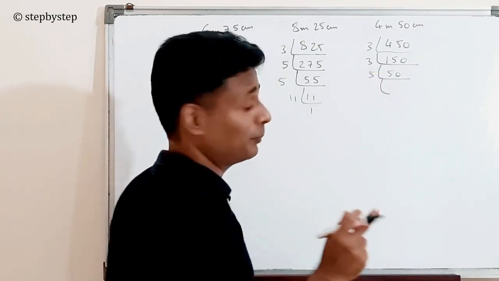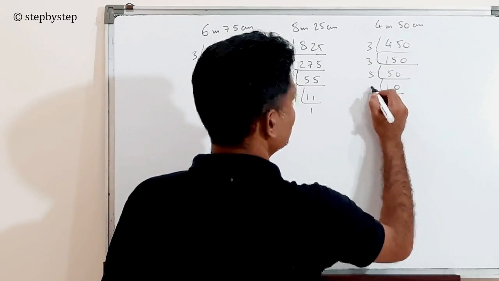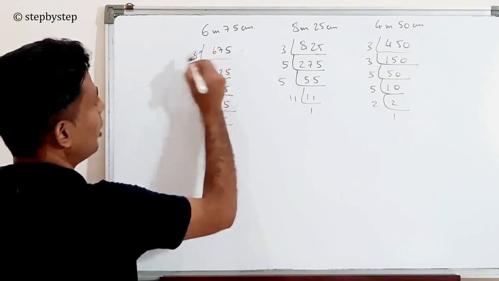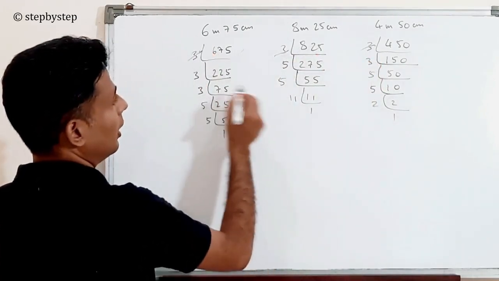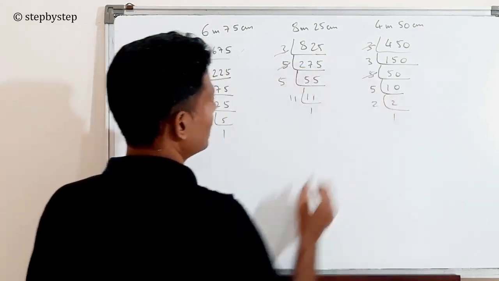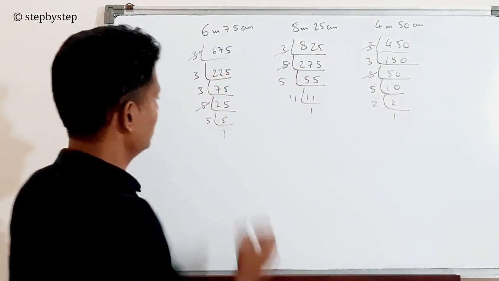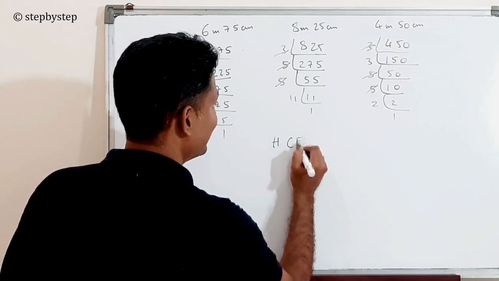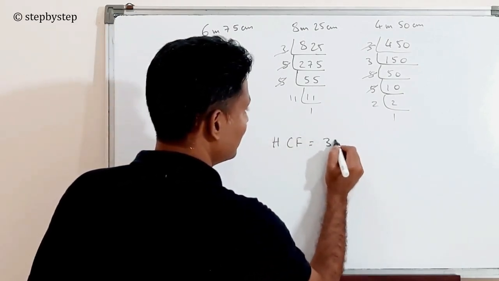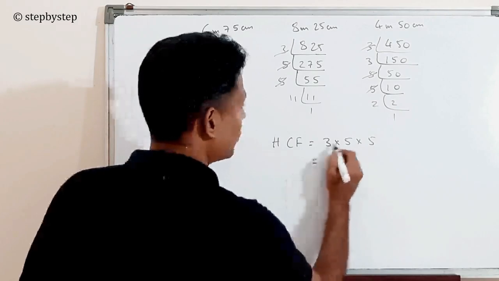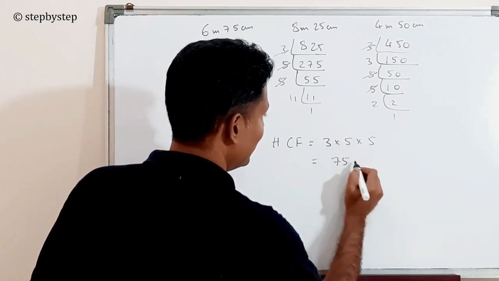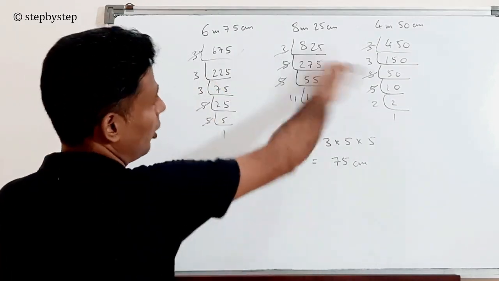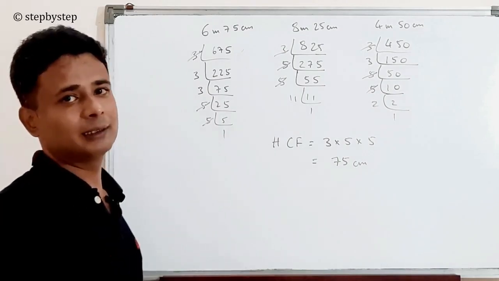We should have started with 2 first. Okay, but no problem. I'm not doing what I have told you to do. So we'll see what is common. One trio of 3s, one trio of 5s, and is there anything else common? Yes, there is one more pair of 5s common. So HCF is 3 into 5 into 5, equal to, so 3 5s are 15, 15 5s are 75. So the answer is 75 centimeters. The longest rod that you can use to measure all three accurately is 75 centimeters.